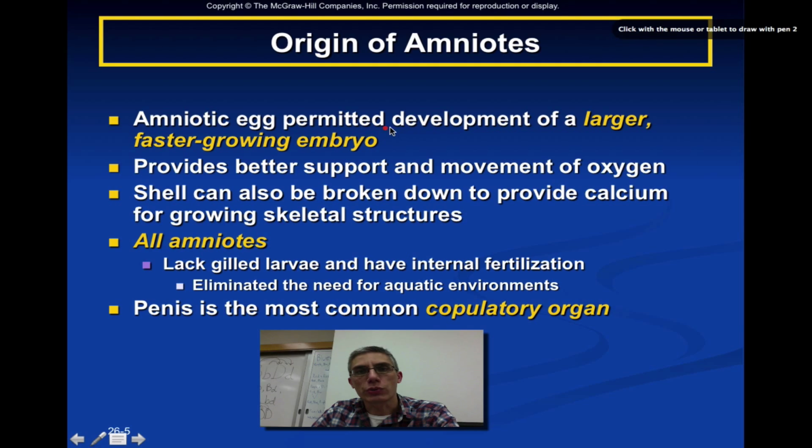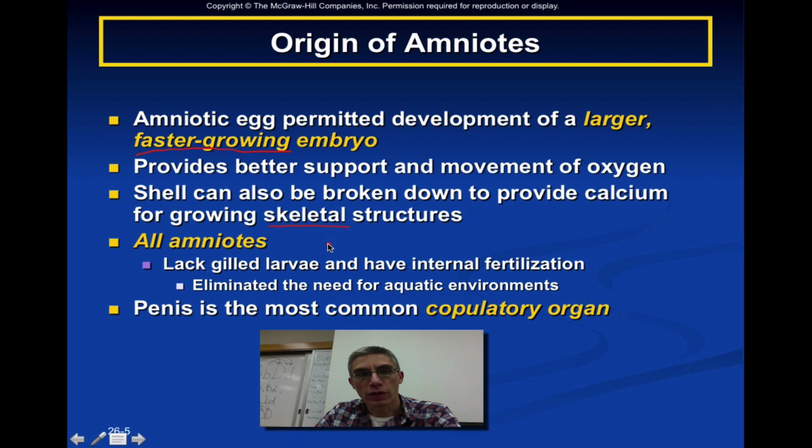So the amniotic egg is going to permit development not only of a larger embryo but also of a faster growing embryo. It's going to provide better support and movement of oxygen than we've seen in the past, and it's also going to contain a shell that can be broken down to provide important calcium for growing skeletal structures within that embryo.